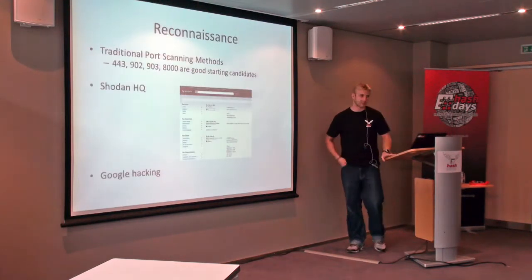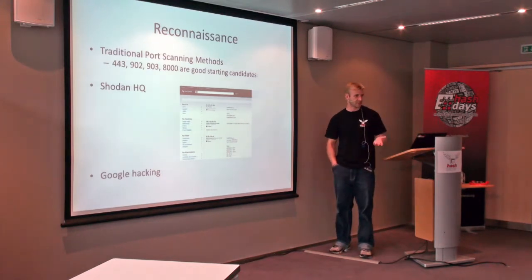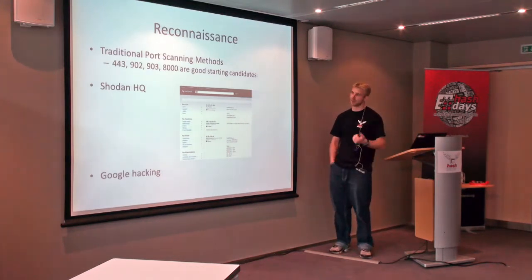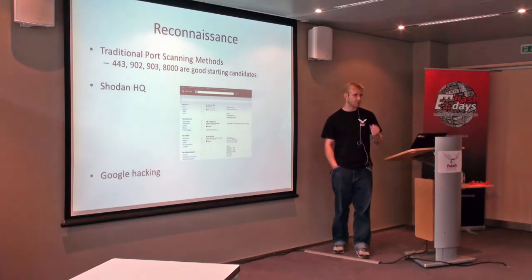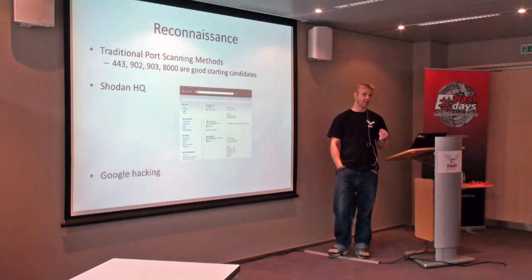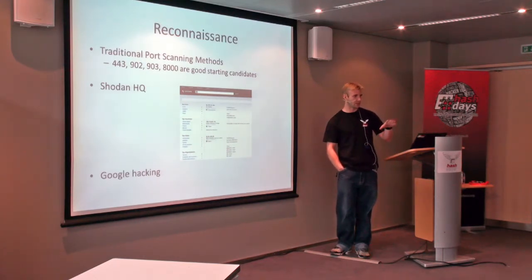Standard reconnaissance methods. I'm not going to spend a long time on this. I only wanted to highlight ports that are relatively interesting if you're going to go after virtualization. 443, 902, 903, 8000 are good places to start. 8000 is the vMotion network in VMware, which is the network which allows virtual machines to transfer between hosts. Does everyone know about vMotion here? Yeah? Okay.